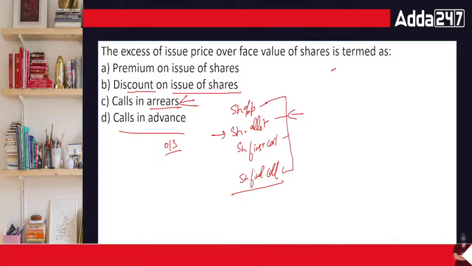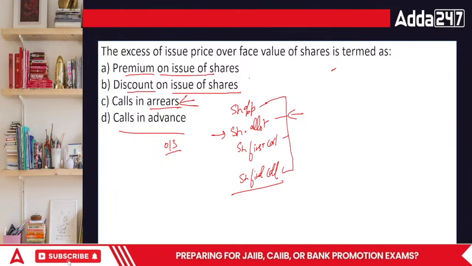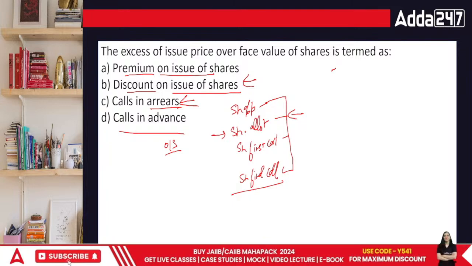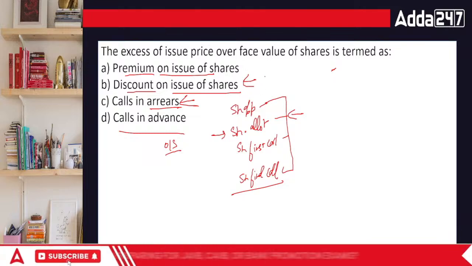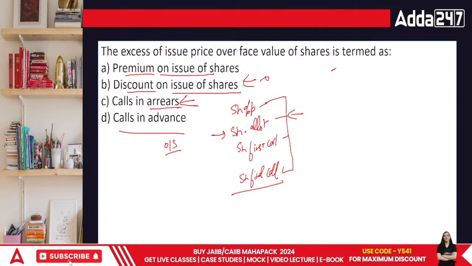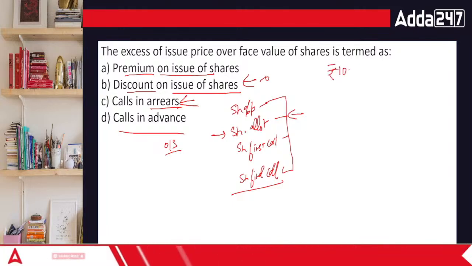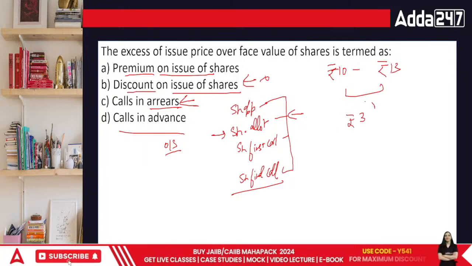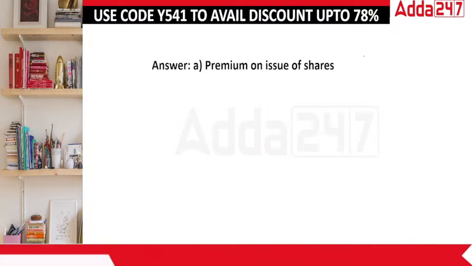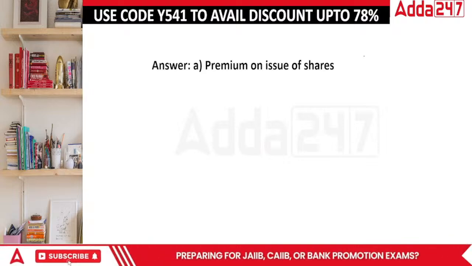Discount on issue of shares, premium on issue of shares. Discount on issue of shares is when the shares are issued at a price which is lower than the par value. This is not allowed anymore. As per 2013 Act, it is gone. You have to sell your shares above the share price, for example the nominal price is rupees 10, you're selling it for rupees 13, this 3 rupees extra is the premium. That's it. Another important question done.